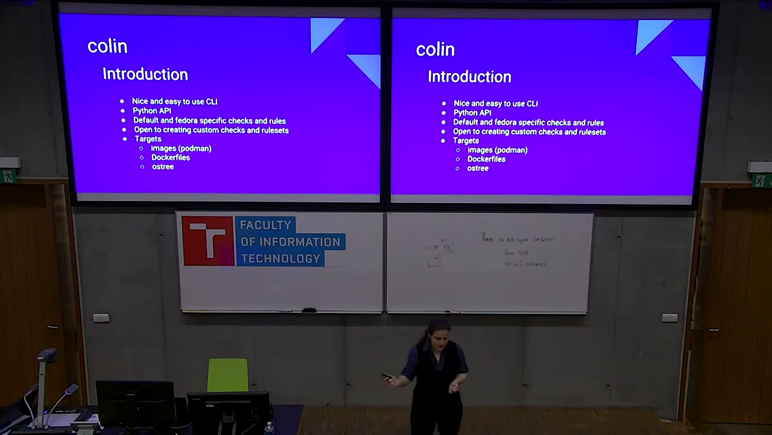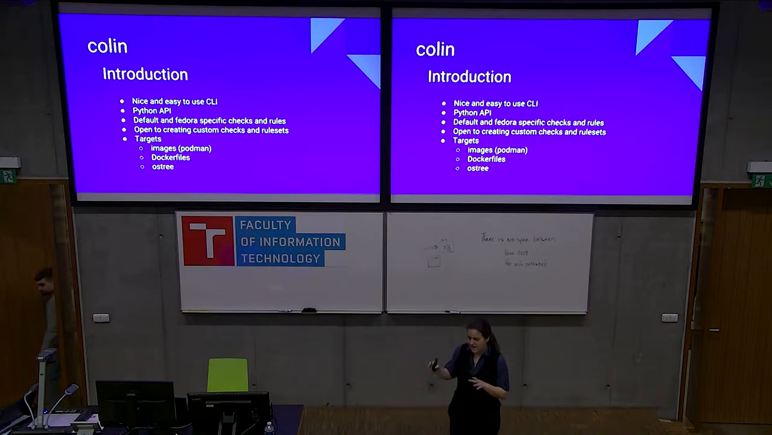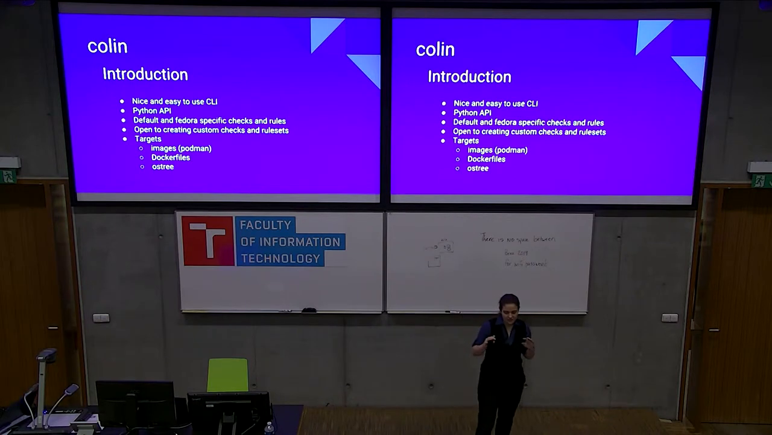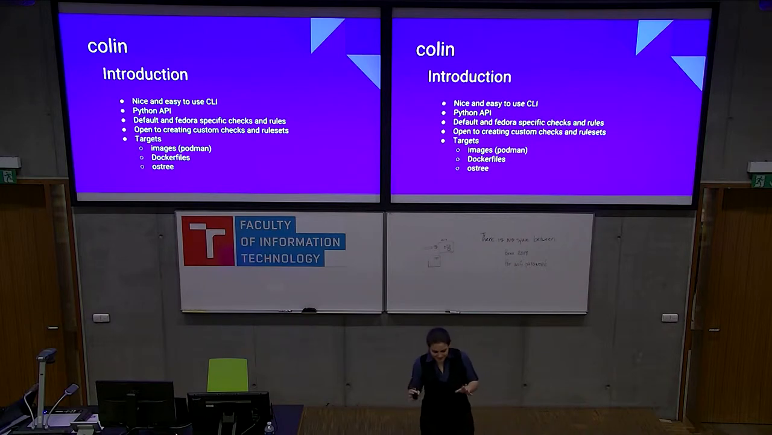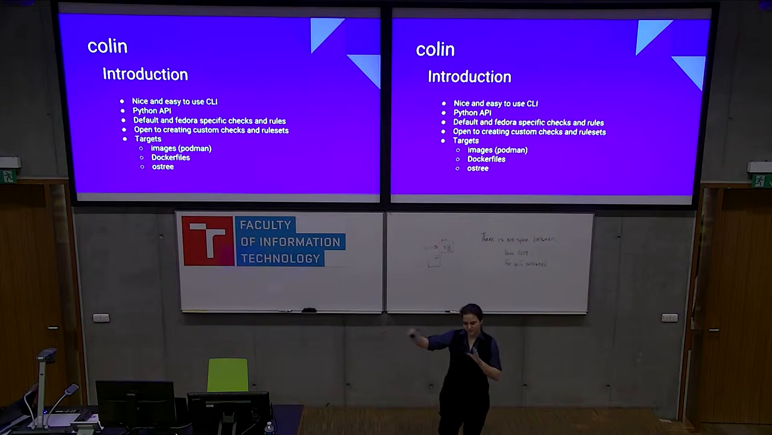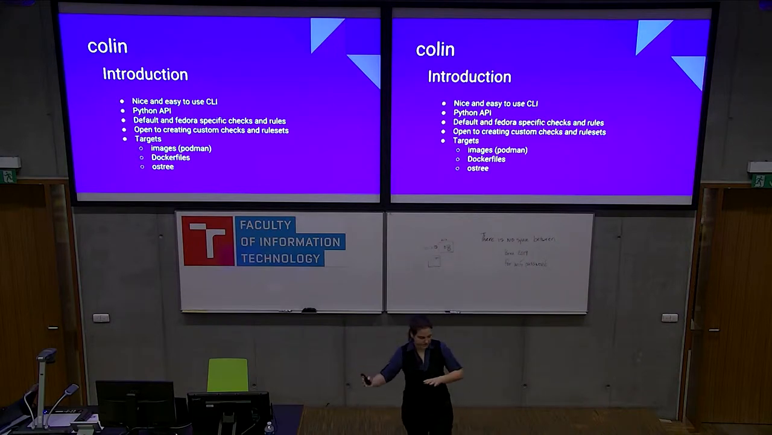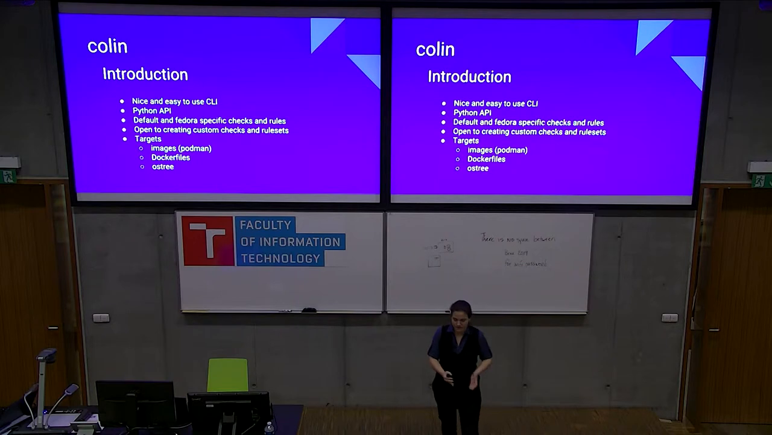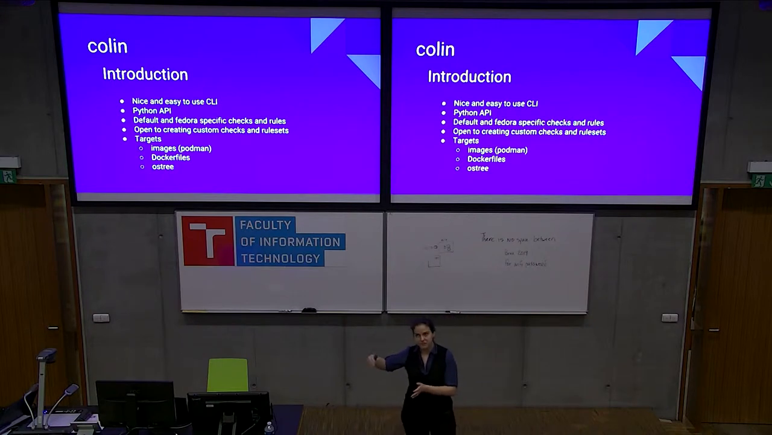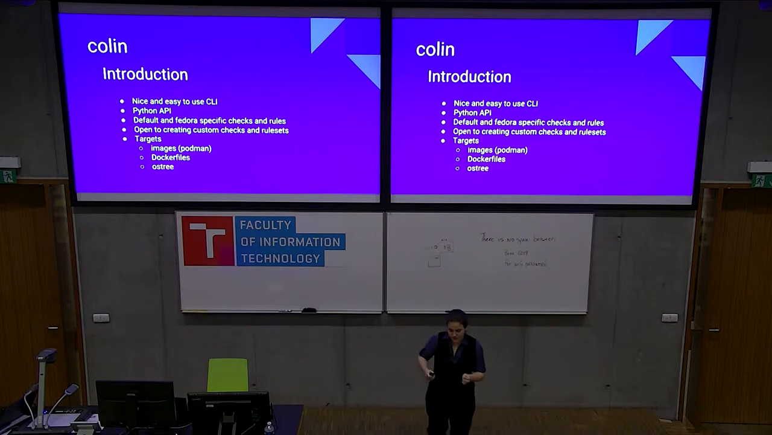As I said, Colin in its core contains rules for Fedora and for all images. But in my opinion, the strongest thing about Colin is that you can create your custom rule sets, your custom set of rules that you want to apply for a group of images. If you have some distribution or if you have a team, you can create your own rule set and run your containers against the rule set.